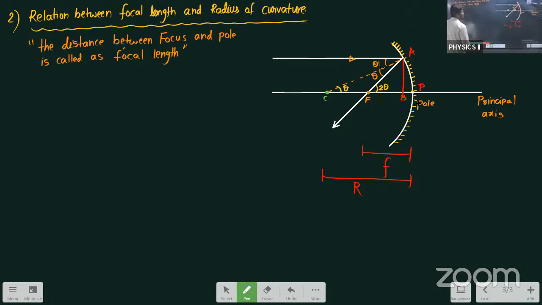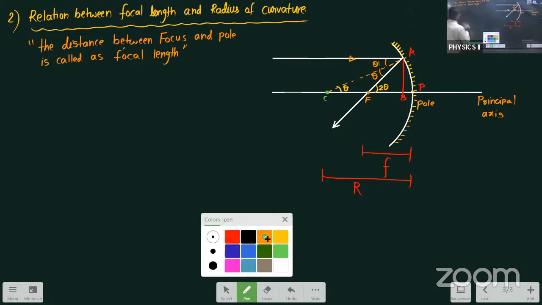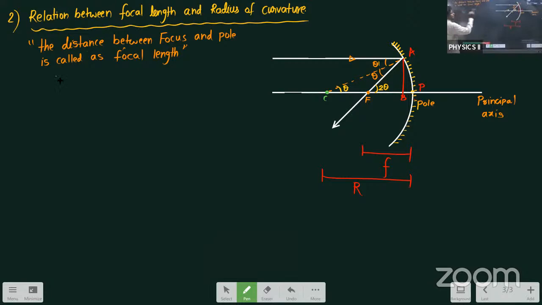Now everyone see here. From triangle ACP, I can write tan theta is equal to, what is the value of tan theta? Opposite by adjacent. What is the opposite side? It is AB, divided by the adjacent side, CB. I hope you are getting this.